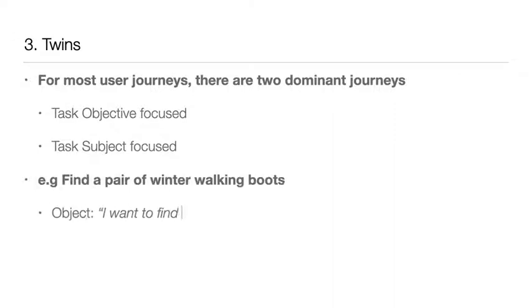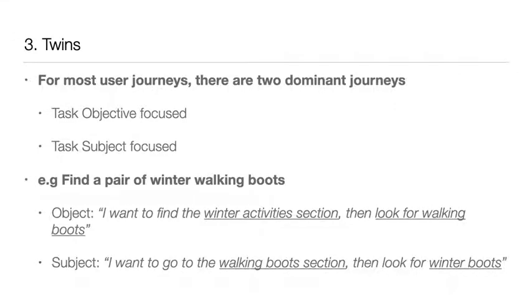Now, I want to find a pair of winter boots. So I'm going to look in the winter activities section. And then once I'm in the winter activities section, I'm looking for walking boots. Or maybe I go to the walking boots section and then look for winter boots. Both those logics are completely valid. Your users are going to have one end or the other. So you've got to make sure your navigation allows for the objective people to find their task through the objective and the subjective people to find theirs through the subjective.